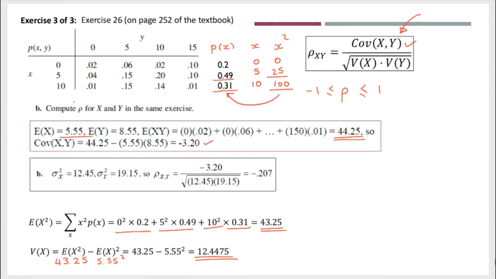Now that we have the variance of x, then you can go ahead and do the variance of y. Once again, like I said, you need to just find the marginal distribution of y and then calculate your variance, and then you should get 19.15.